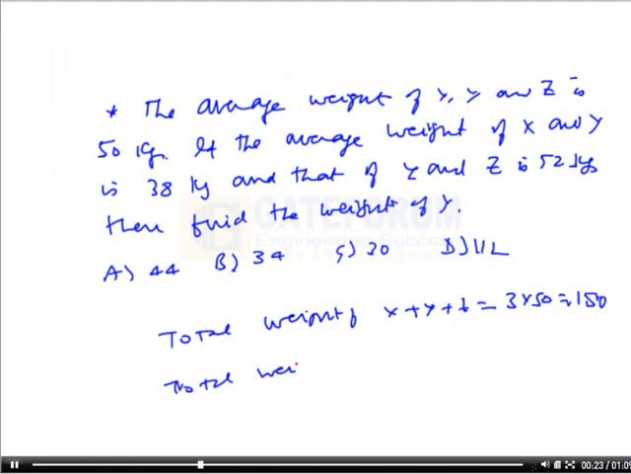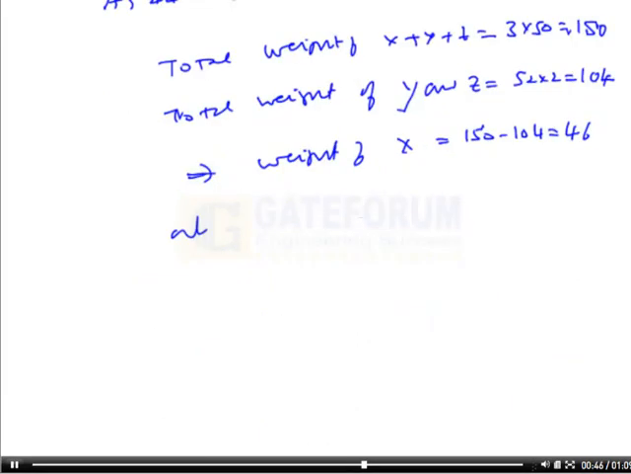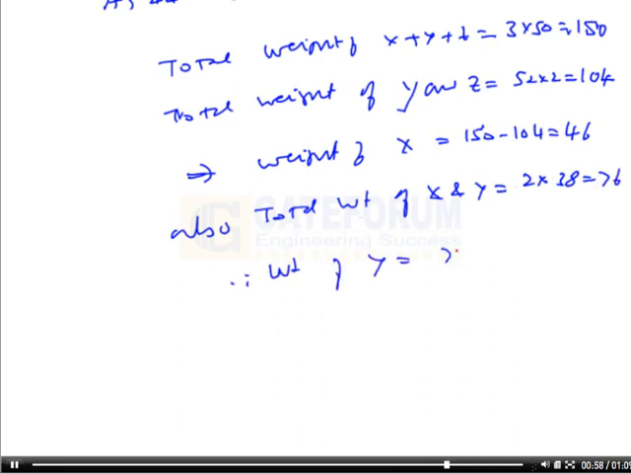Again, total weight of y and z. That gives you weight of x as 46. Also, total weight of x and y is 76. Therefore, weight of y will be 76 minus 46, which is 30 kgs. Option is C.